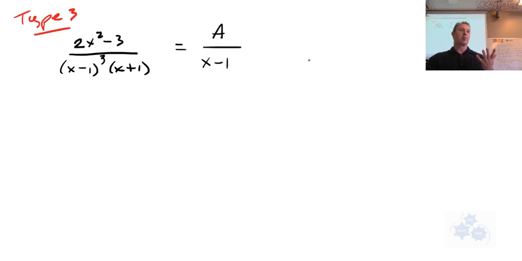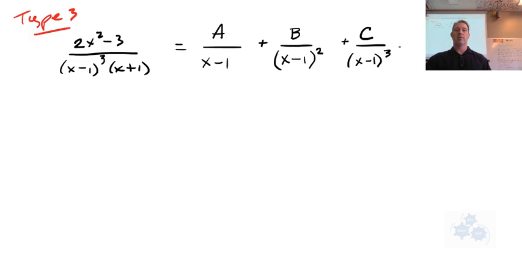There's your first partial fraction. Just be patient. Now what's this next one going to be? To the power of? Square, 2. So we've got to keep going. C. This is x minus 1 to the power of? Third, 3. Now we have to do the other one. Absolutely. So this is D, x plus 1. Okay, so there we go.